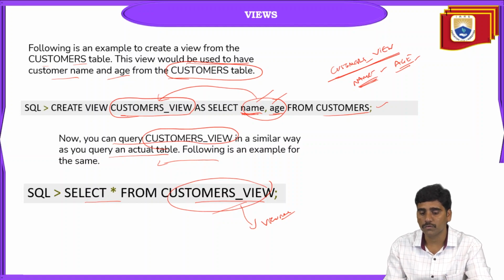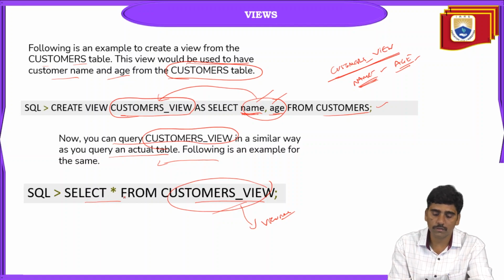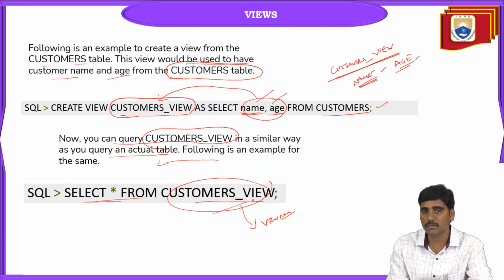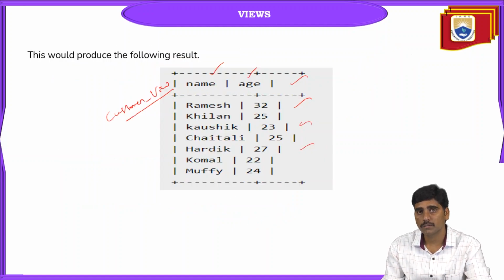After creating the view, you can retrieve the values like we retrieved them from the table. So how are you going to retrieve the values? Select star from customers_view. Now you are going to retrieve all the values from customers_view. So this is the way you retrieve the values.